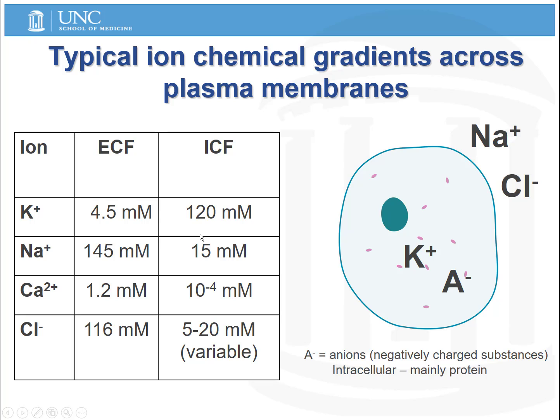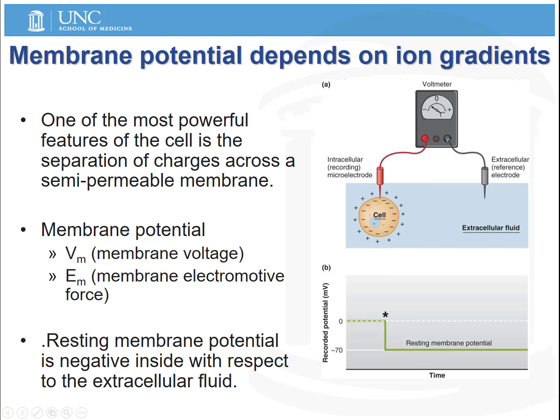If we look at that distribution in a cell, inside there are all of these positively charged potassium ions, and they're balanced by negatively charged anions, which inside the cell are mainly proteins. And outside of the cell, there are lots of sodium and chloride ions. So you can think of the cell like a banana floating in the ocean. It's full of potassium in a sea of sodium and chloride. And it's that differential distribution of ions across the plasma membrane and the membrane's permeability to those ions that determines the membrane potential in a cell.